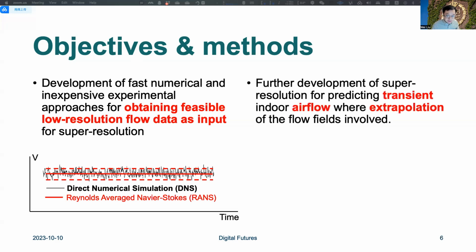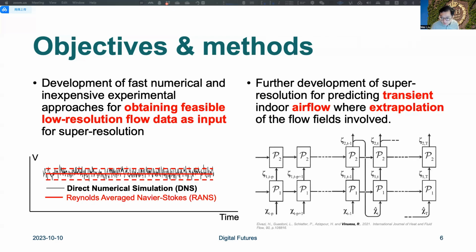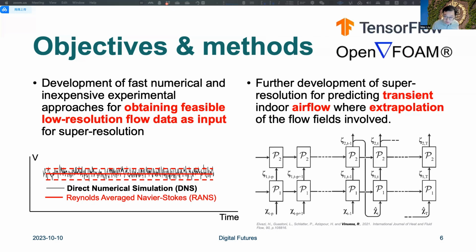The second goal is the further development of super resolution for predicting transient indoor airflow, where extrapolation of the flow fields is involved. To take care of the transient indoor airflow, this project plans to develop a hybrid recurrent and convolutional neural network. The co-PI's previous work has shown the feasibility of using a particular type of RNN, the long short-term memory network, to predict the temporal dynamics of turbulence. We will implement those by using TensorFlow and OpenFOAM.